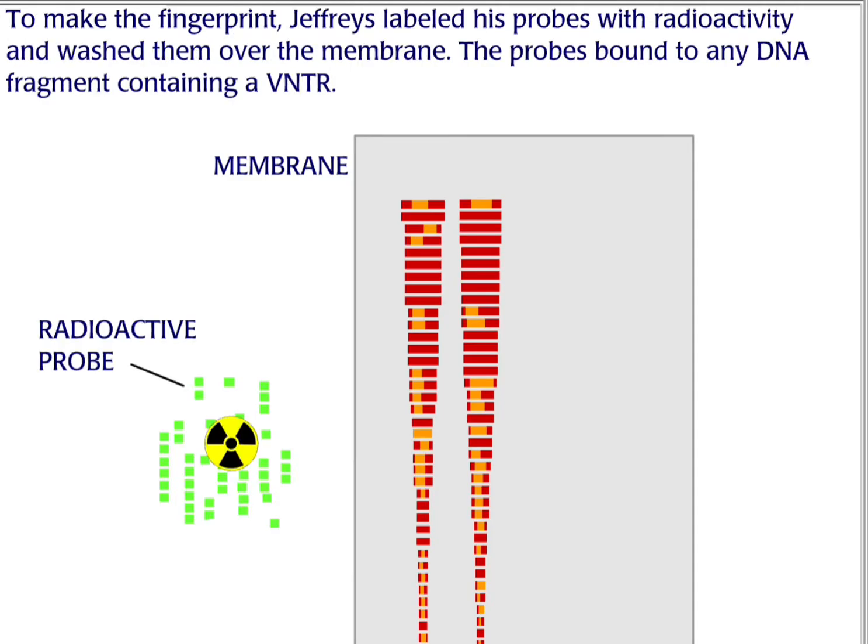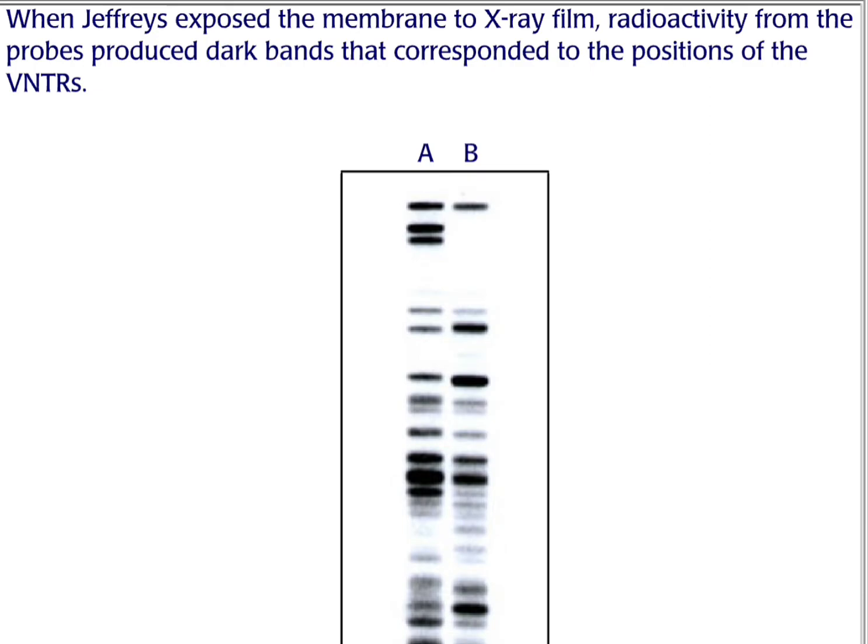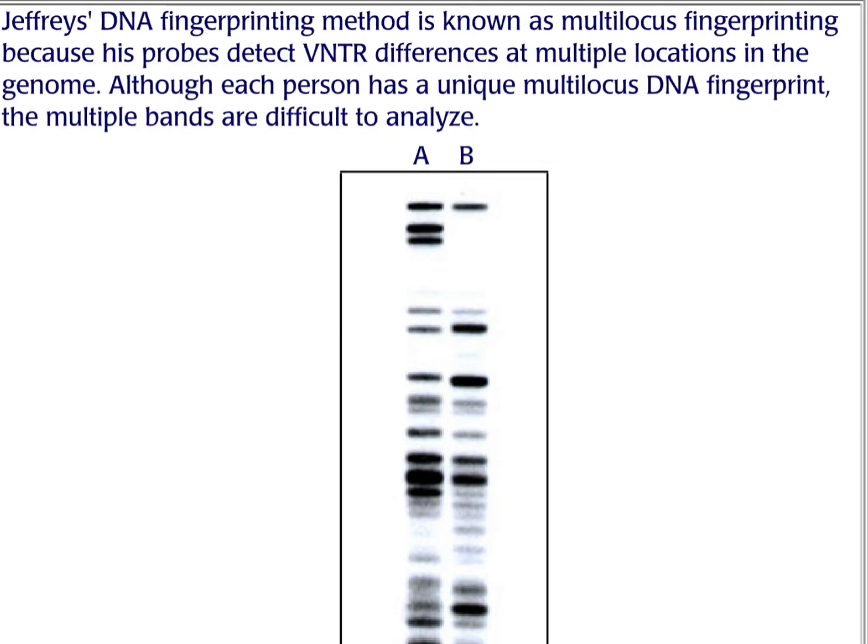To make the fingerprint, Jeffreys labeled his probe with radioactivity and washed it over the membrane. The probes bound to any DNA fragment containing a VNTR. When Jeffreys exposed the membrane to X-ray film, radioactivity from the probe produced dark bands. These correspond to the positions of VNTRs.